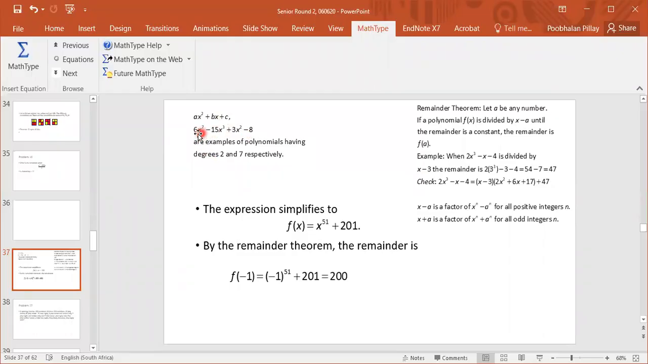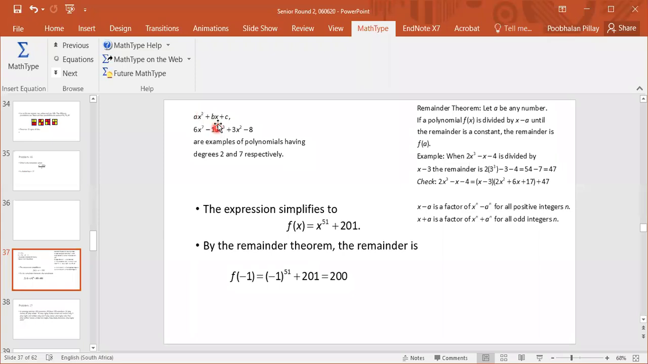And here you got 6x to the power of 7 minus 15x cubed plus 3x squared minus 8. This thing here is what you are familiar with, is called a trinomial, right? 2x squared plus 5x plus 8, or whatever, if you put numbers to a, b, and c. But the correct word for it will be a quadratic. It's called a quadratic polynomial. The polynomials with the exponent 2 as the highest exponent are called quadratic polynomials. And if the highest exponent was 3, you call it a cubic polynomial.